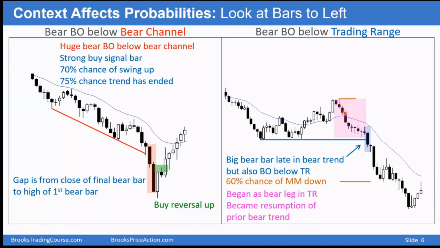This started out as a bear leg in a trading range, but it actually was a resumption of the bear trend, and this breakout was confirmation. This is where the bulls gave up, and the bears won. The bears were able to resume the bear trend. The bulls were hoping for a continuation of the trading range. Traders will sell below the bear breakout bar. They'll sell the bear close. They'll sell above bear bars. They'll sell below a pullback, expecting lower prices.